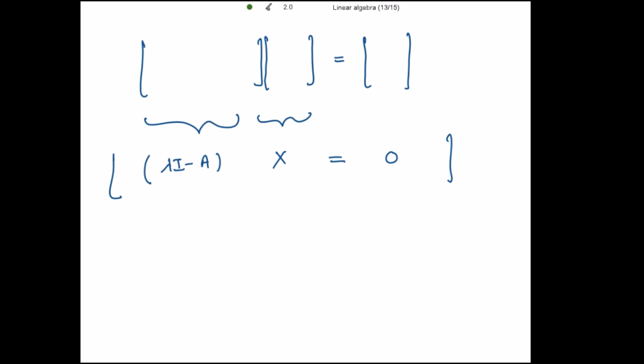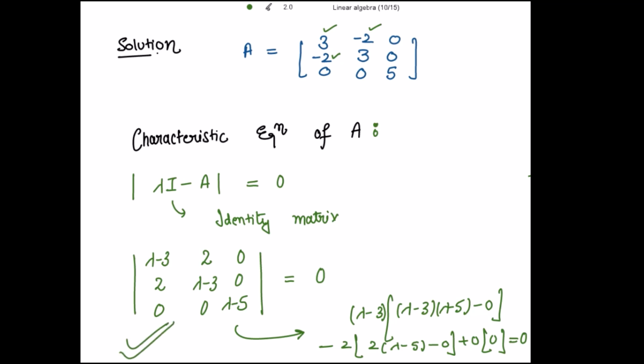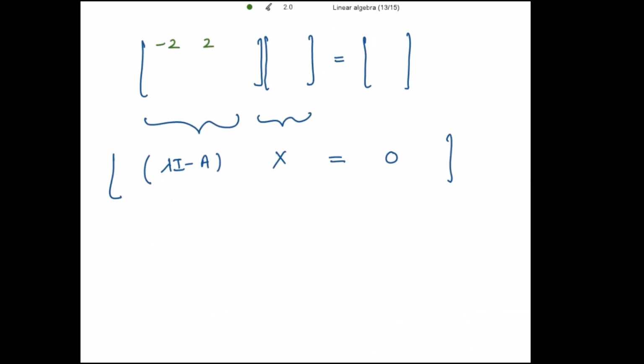So we get, okay, already we have found lambda I minus A to be equal to this matrix, right? So we need to put lambda 1 equal to 1 in place of lambda. So we get 1 minus 3, that is minus 2, 2, 0, 2, then minus 2, 0, 0, 0, minus 4. So we have here minus 2, 2, 0, 2, minus 2, 0, 0, 0, minus 4. So this is your lambda I minus A. And now writing X in the format x1, x2, x3, it is having the 3 elements, and 0 in the column vector.